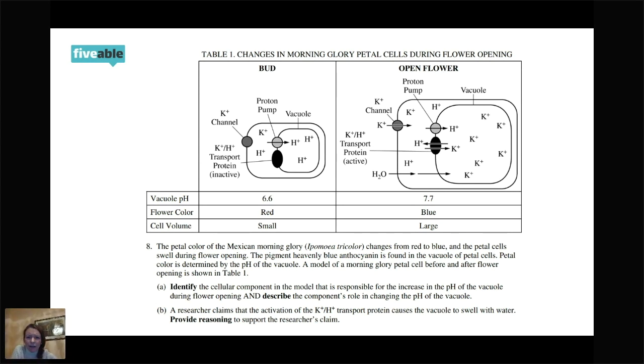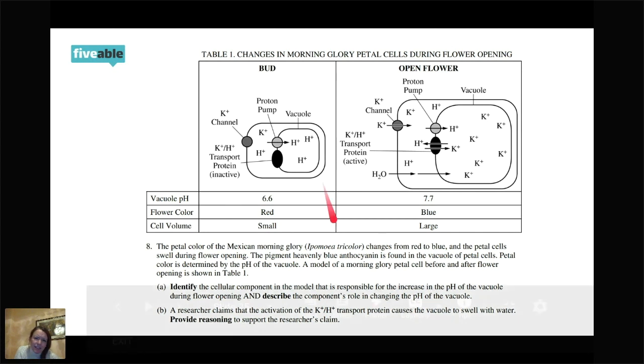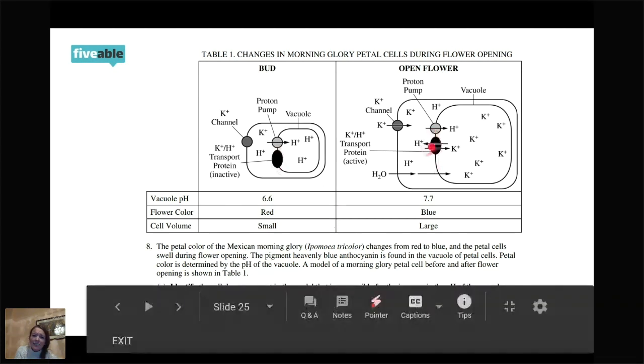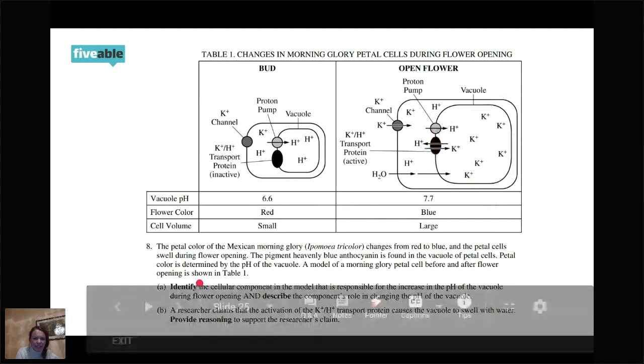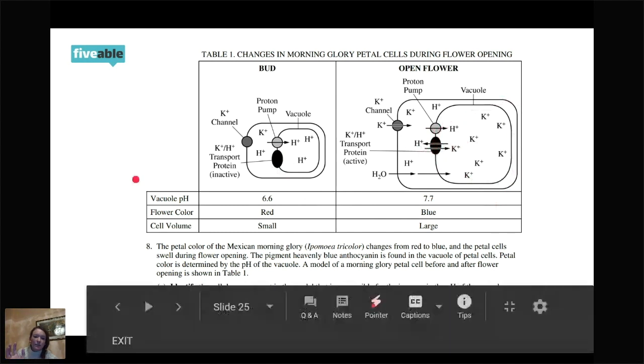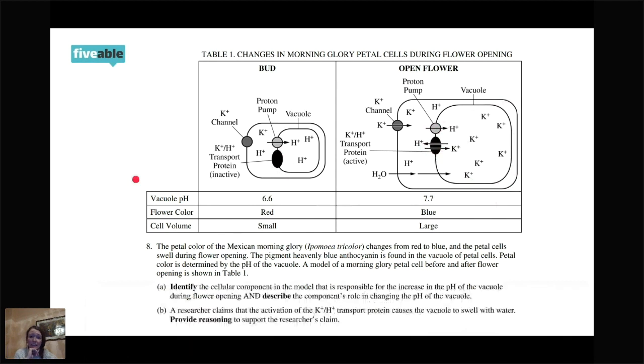I'm looking up here, and I'm looking at what's different between our bud and our open flower. And if you take a look at the rubric, this guy is inactive and then becomes active, which is pumping the hydrogens out, which would make it more basic, and pumping the potassium ions in. Okay. So it says identify the cellular component responsible for the increase in pH. It's the KH transport protein.